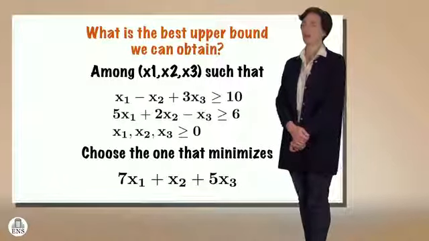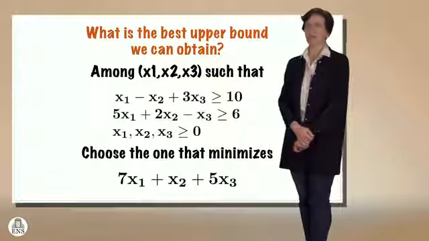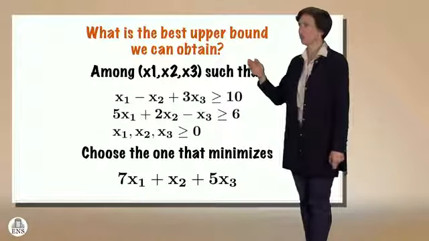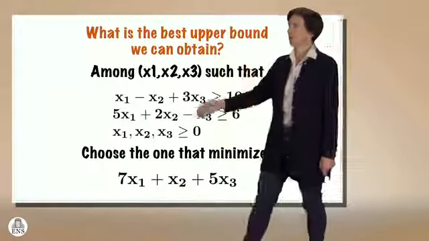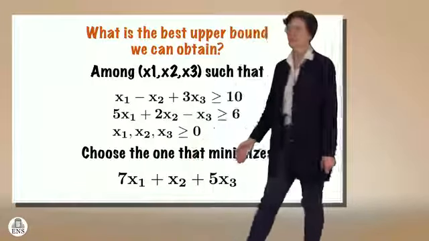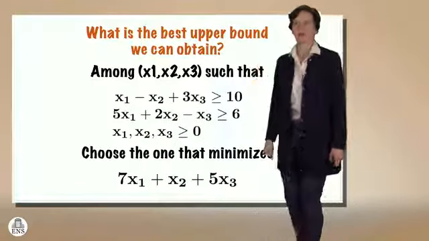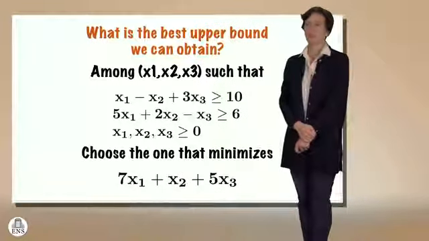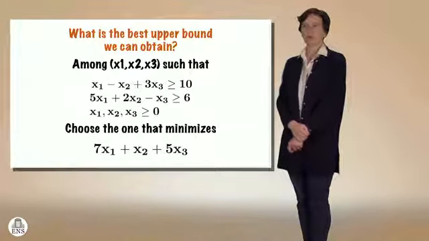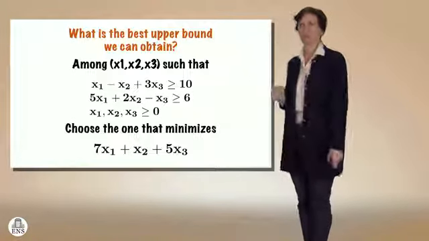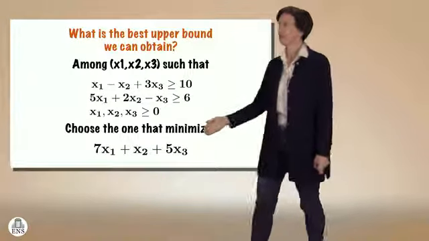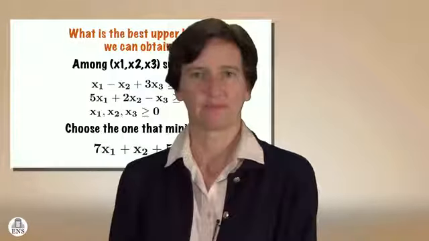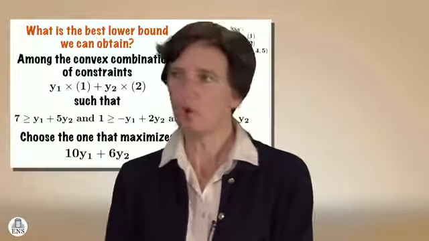What is the best upper bound we can obtain? So for each upper bound, we look at an x that is feasible. We look at an x1, x2, x3 that satisfies all the constraints. Then we take the objective function of that particular x, and it gives us an upper bound. What is the best upper bound we can obtain? Well, an upper bound will be better if it is tighter, if it is smaller. And the best possible upper bound is, among all possibilities, the one that minimizes this quantity.